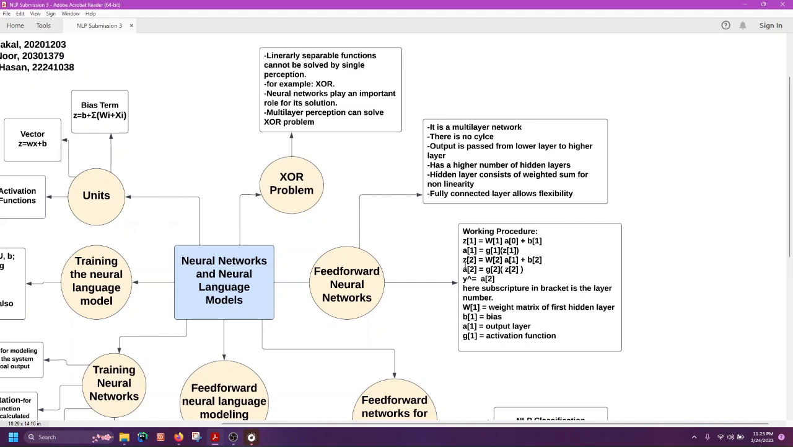Now let's talk about some important notations of the feed-forward neural network. Here W means the weight matrix for the first hidden layer and B means the bias vector for the first hidden layer, the superscript indicates the output layer, and G is the activation function. One of the reasons we use nonlinear activation functions for each layer in a neural network is that if we did not, the resulting network is exactly equivalent to a single layer network.